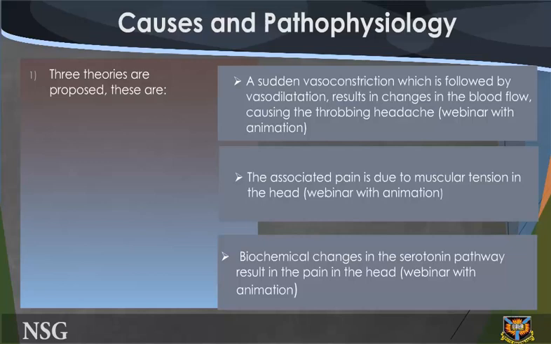Causes and pathophysiology. Three theories are proposed. These are a sudden vasoconstriction, which is followed by vasodilatation, resulting in changes in the blood flow, causing the throbbing headache. The associated pain is due to muscular tension in the head. Biochemical changes in the serotonin pathway result in the pain in the head.